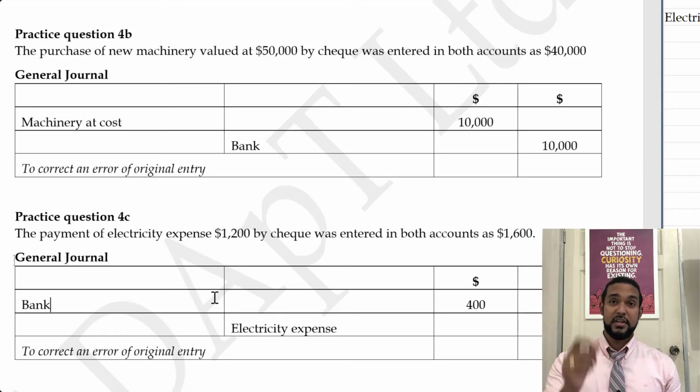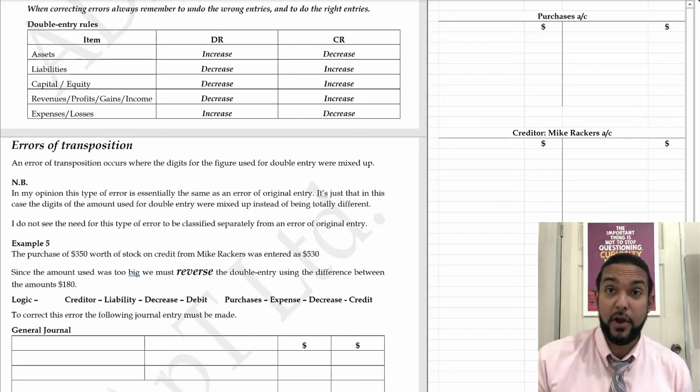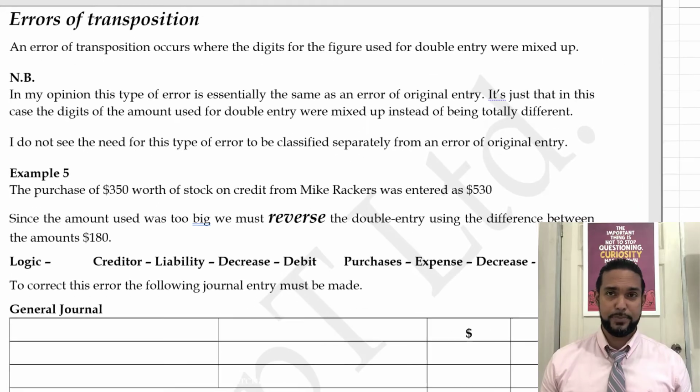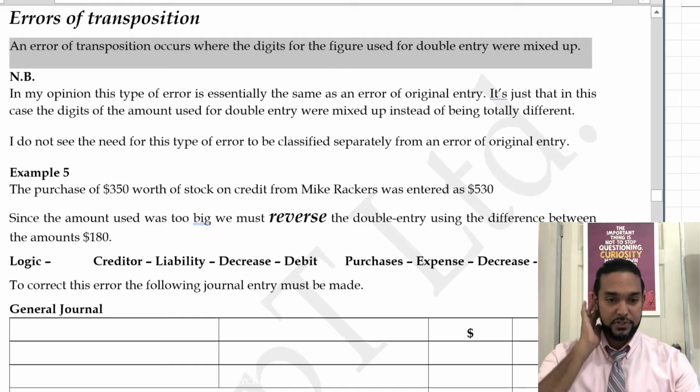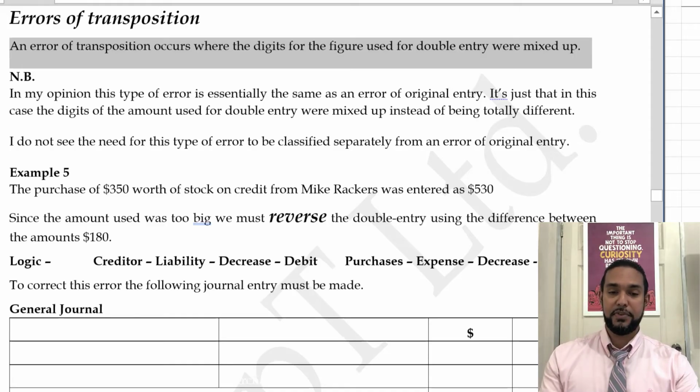Okay guys, so let's take a pause, rearrange some stuff, and we're going to come back with the second type of error today. Okay guys, so this type of error is called an error of transposition. If you read the explanation across here, it says an error of transposition occurs where the digits for the figure used for double entry were mixed up. You can take a pause and read my notes, but more or less, it means that the wrong figure was used for double entry.